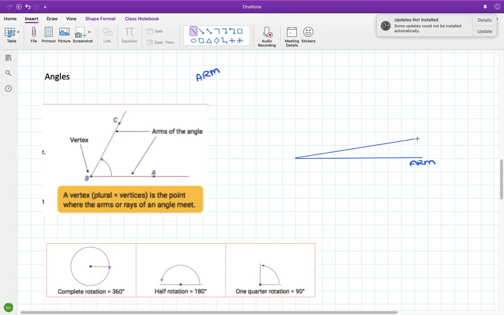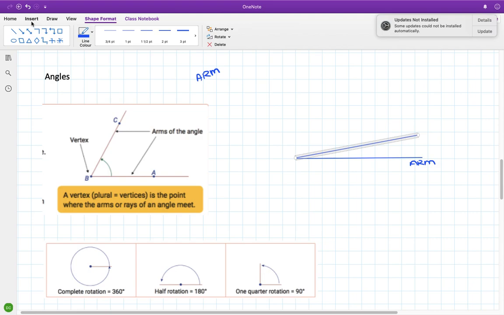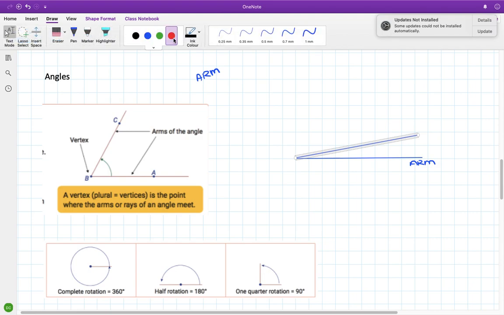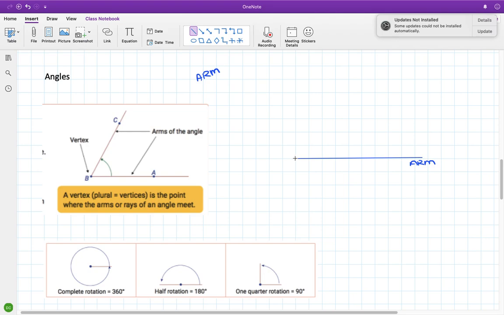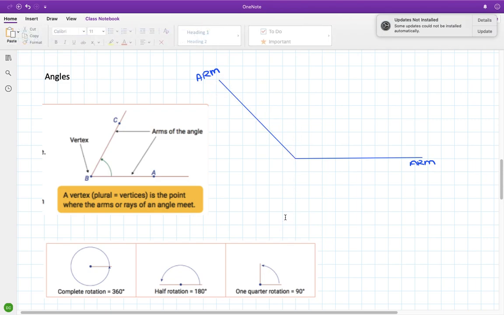The angle is this bit in here, okay? It's the join between the two. So if I go back and start lifting that again, you can see here, the distance between the two arms is quite a small value. And then as I lift it, it gets bigger, and so on and so forth. So you need two lines like that to make an angle.